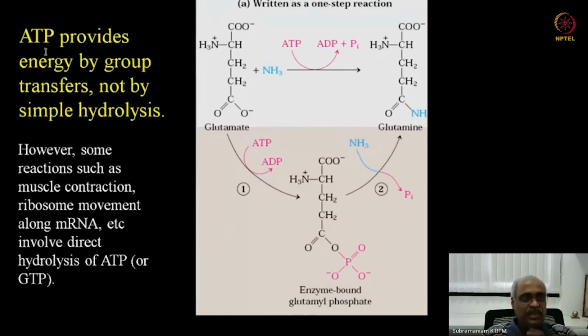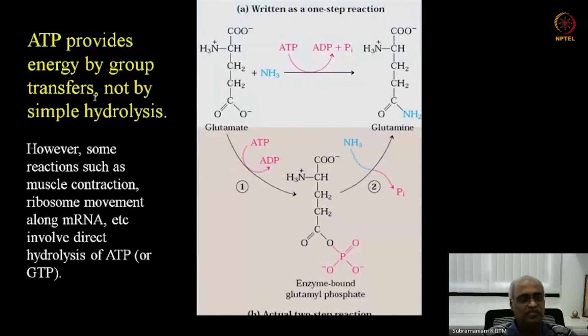So ATP provides energy by group transfer. So here the phosphoryl group transfer. Remember, we learned this as an important thing in the last class. And not by simple hydrolysis. So there are exceptions. Some reactions such as muscle contraction and ribosome movement along mRNA involve direct hydrolysis of ATP.